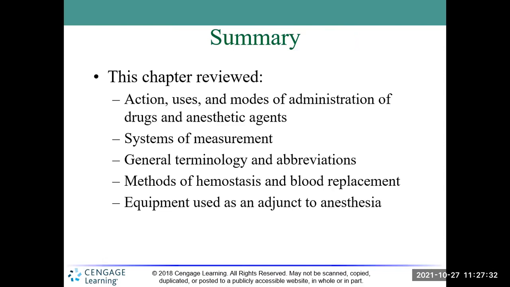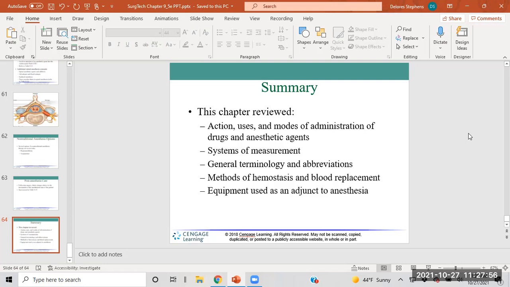So in this chapter, we've reviewed the actions, the mode of administration of drugs and the anesthetic agents, the systems of measurement, terminology that's used, abbreviations that are to be used and not to be used, methods of hemostasis, so how we're managing blood loss and blood replacement, and then the equipment used as an adjunct. So all the different things that are going to be used.